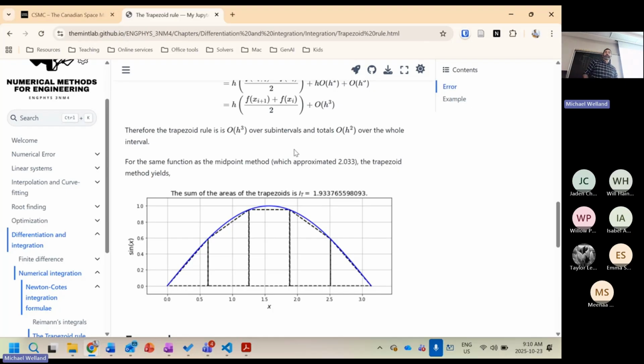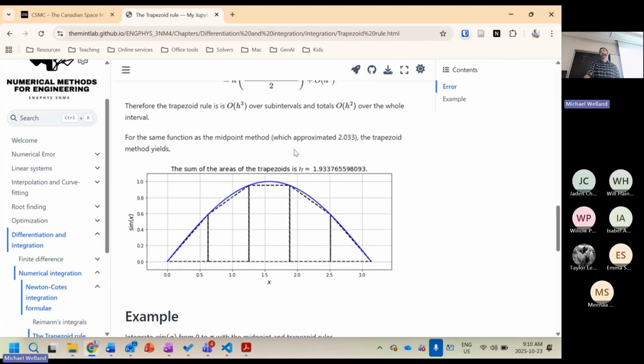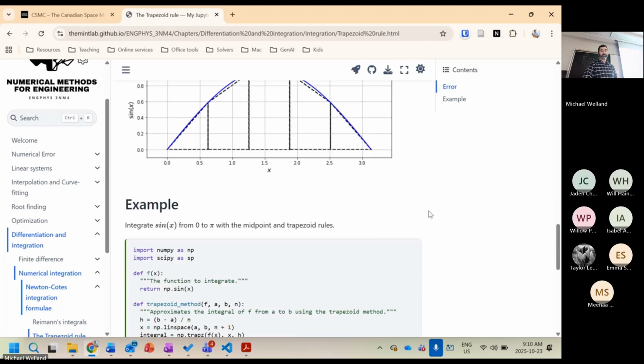Okay, so trapezoid is order h cubed on the intervals. The total is order h squared over the whole thing, which is comparable to the midpoint. But trapezoid doesn't have this midpoint problem. So the same curve here, it can just use this data and this data. You connect the dots between them, you calculate what the area is underneath, and then you just sum those.